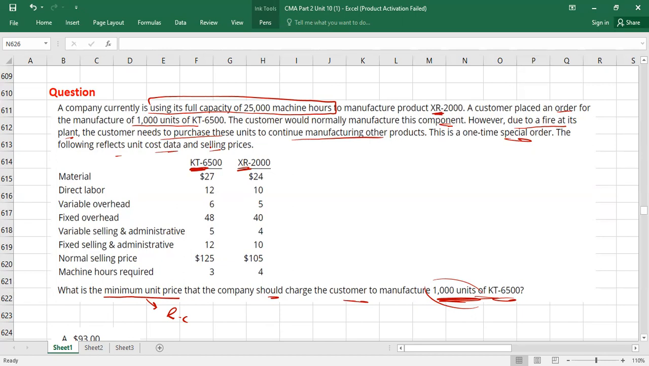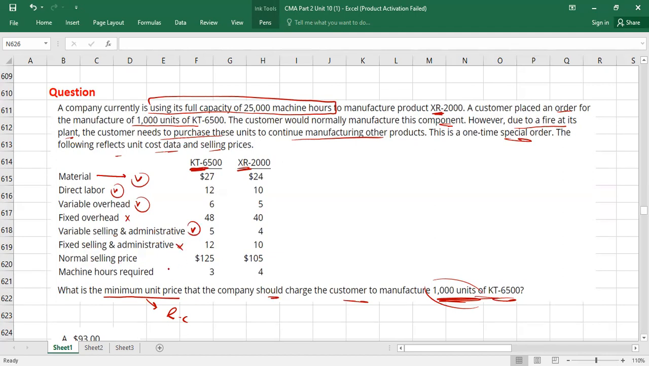So it is given for both products, for XR and KT. See, material is your variable cost. Labor is variable cost. Variable overhead is variable cost. This is fixed cost. And there is no change in the fixed cost as per the above question, so it is going to be irrelevant. Variable selling cost is always relevant. Fixed selling cost is irrelevant because it didn't tell you any change in fixed cost.